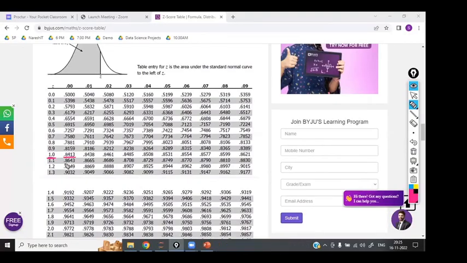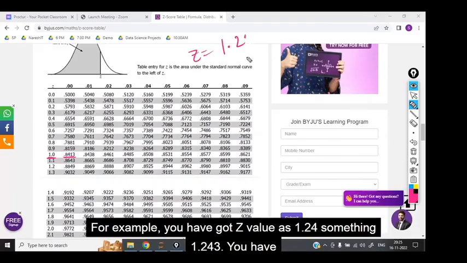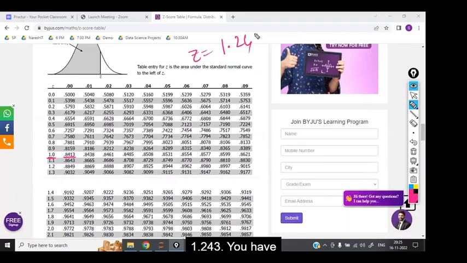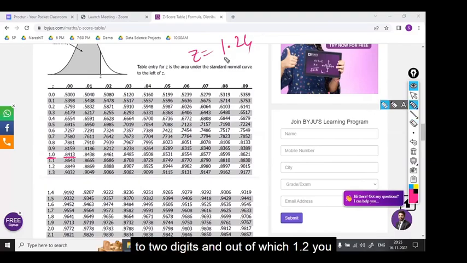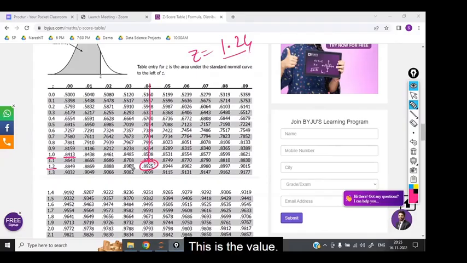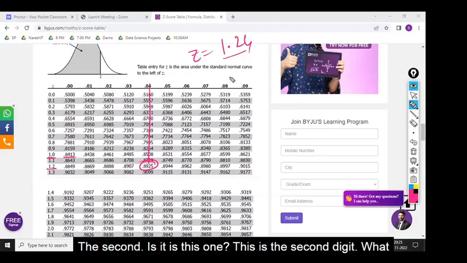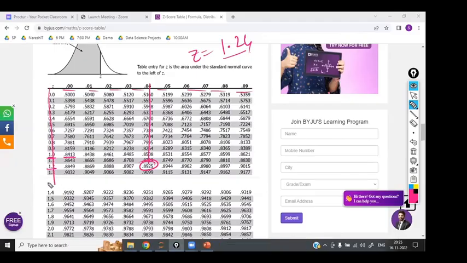Got the point? For example, you have got a Z value as 1.243. You have to take up to 2 digits, out of which 1.2 you can see here, and 0.04 is what you have to get from here. This is the value. The second digit is this one. Whatever you are seeing here is the second digit. Up to 1 digit you can see here.